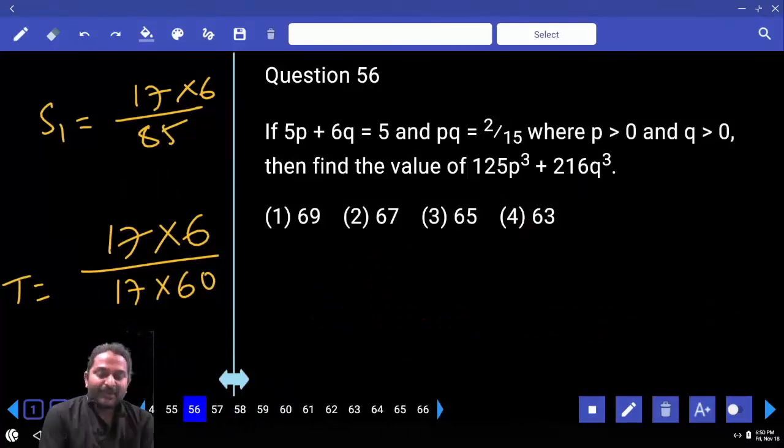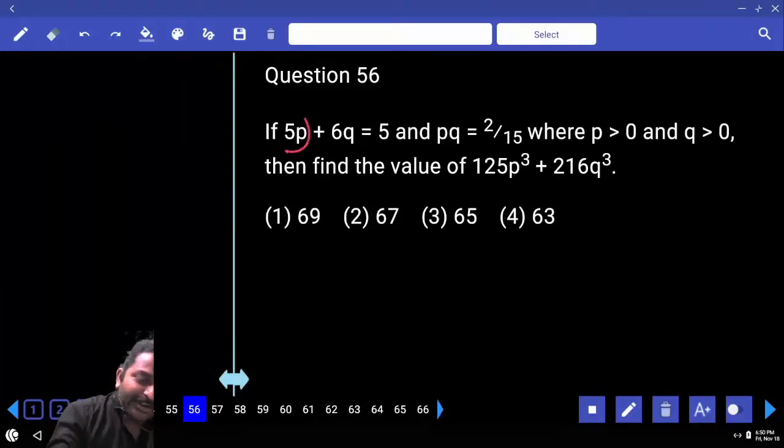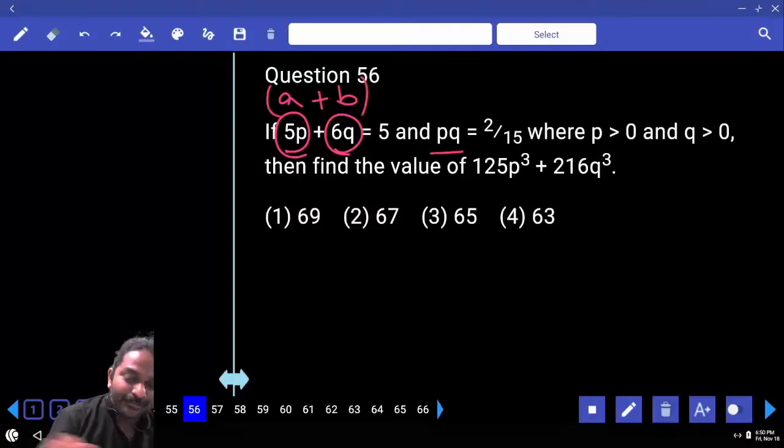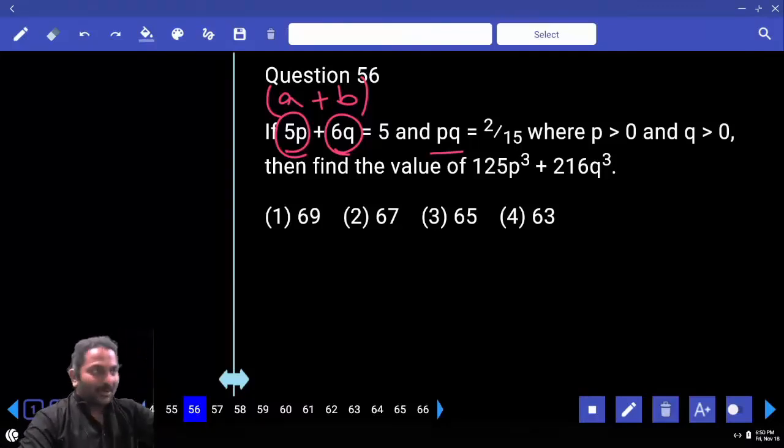Right, 5p plus 6q is equal to 5, pq is equal to 2 by 15, p positive number, q positive number. Find the value. So where you have p and q in the information, and in the question, we have cube values. So what do you need to do? Cube only, correct? Treat it as A, treat it as B. We were given A plus B and pq is equal to 2 by 15. Yes, A plus B whole cube, come on. A cube, hold it. What is A?